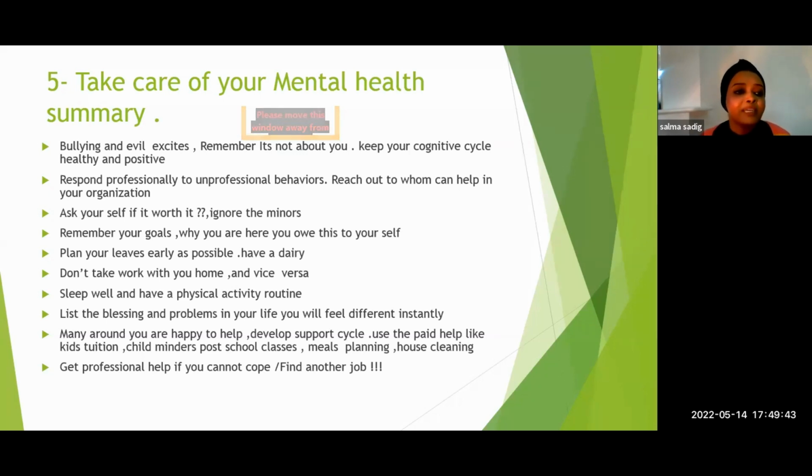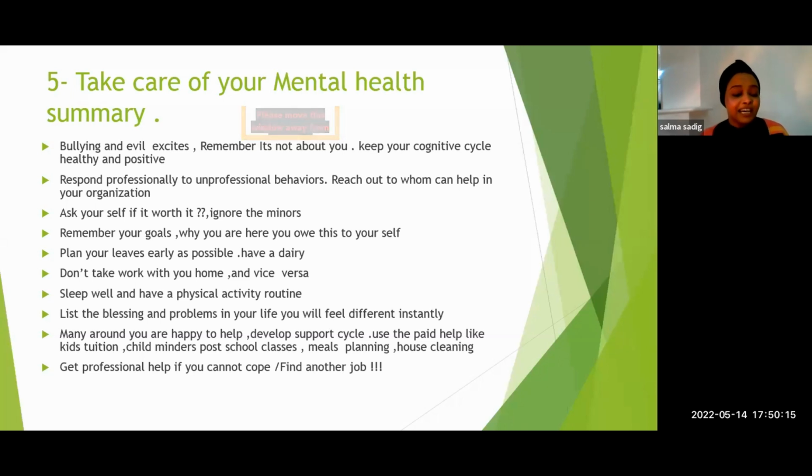The energy of being angry and the energy of revenge is way more than the energy that you need to be happy. So just ignore it. Sometimes it isn't worth it. Remember your goals, why you are here. You owe this to yourself. Thousands of dollars and a lot of effort were spent in order to move to this new workplace and system. You owe this to yourself, so fight for it.